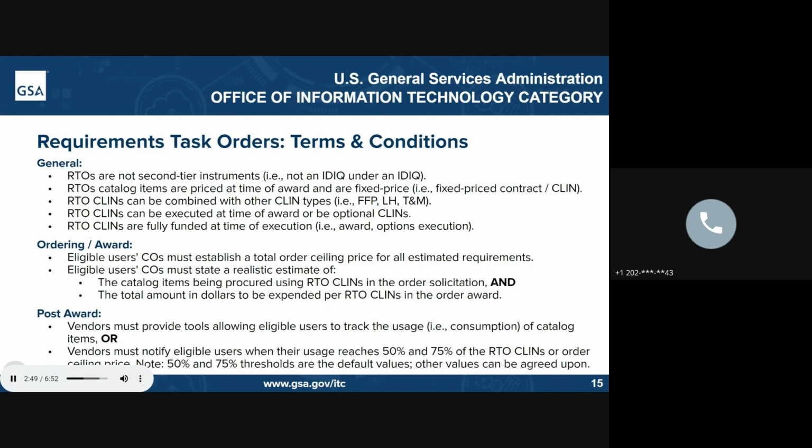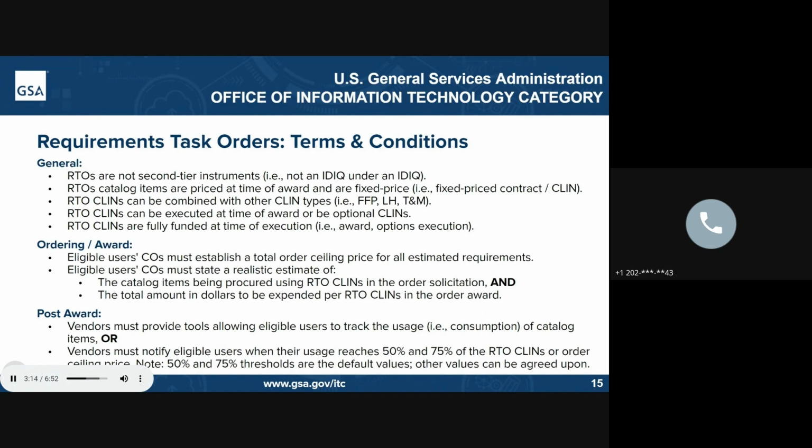until you execute it. And that's the next bullet here, where the requirements task order CLINs are fully funded at time of execution. So if it is a base award CLIN, it would be funded at award. If it's an optional CLIN, it would be funded when you would execute that option. And then all CLINs that you would execute on options execution would also be funded.